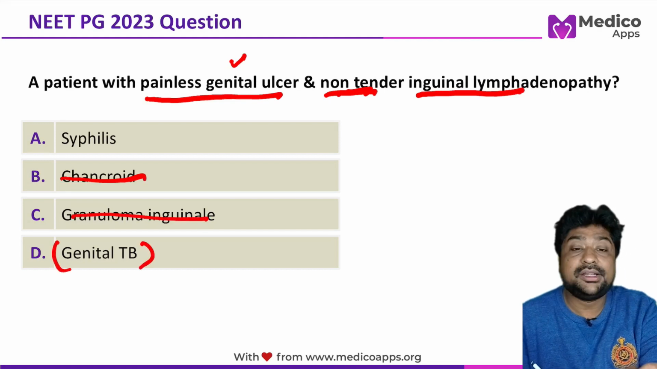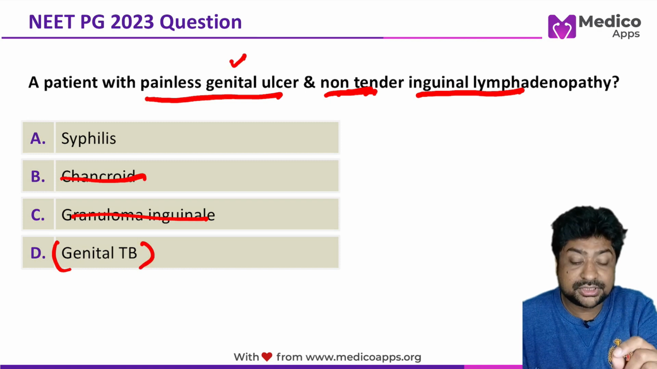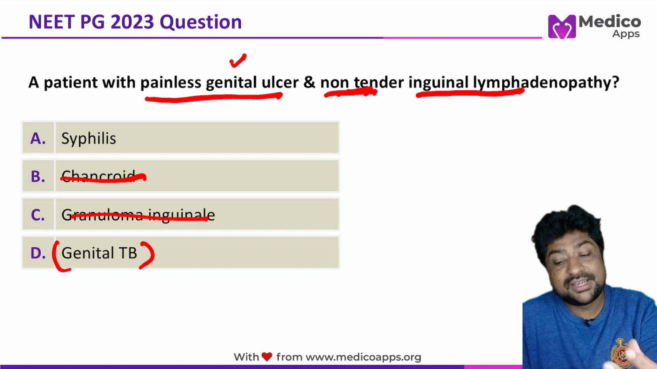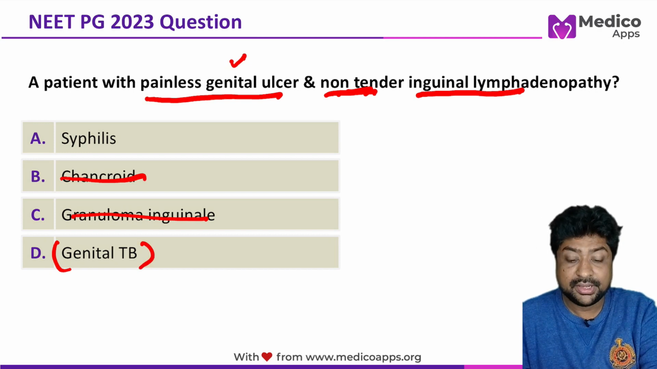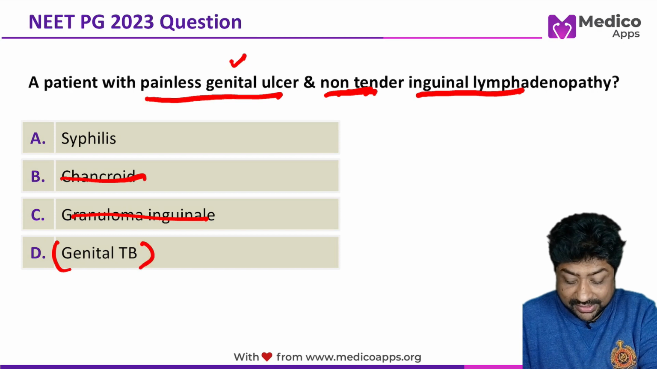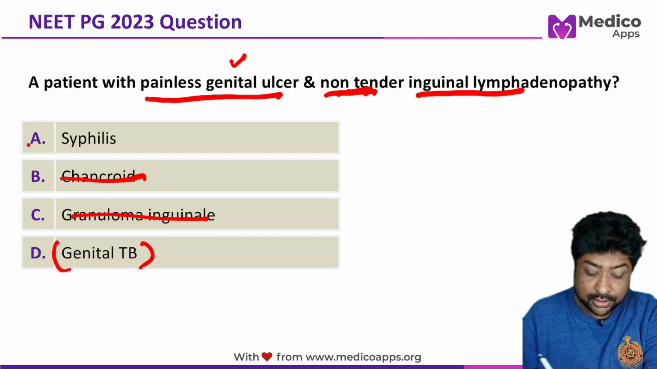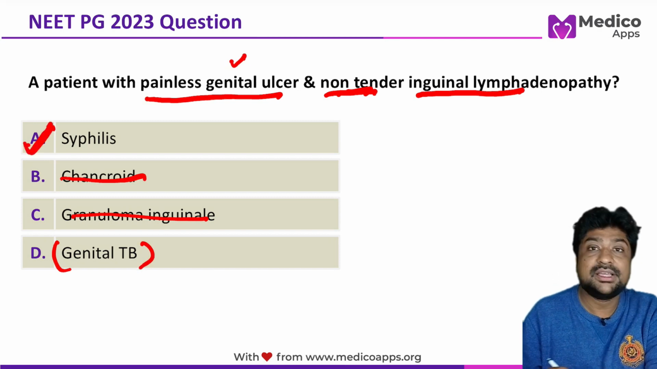Let's talk about genital TB. Now we know that genital tuberculosis generally involves internal organs, and manifesting as an external ulcer is very rare in genital TB. It will lead to chronic pain, menstrual difficulties, or infertility in women. But in general, genital TB presenting as a genital ulcer is very rare. So the correct answer in this case will be syphilis.